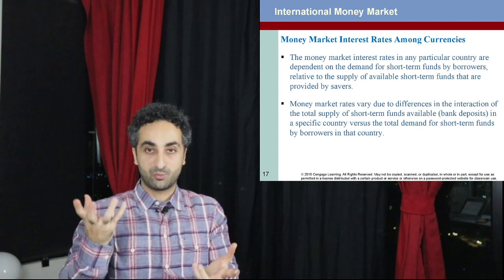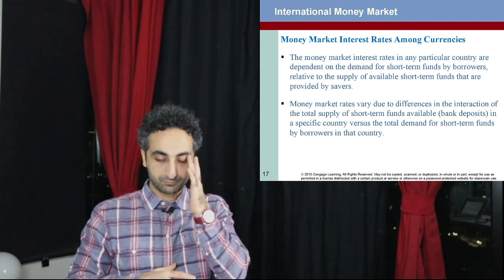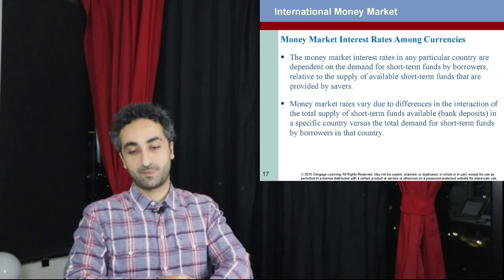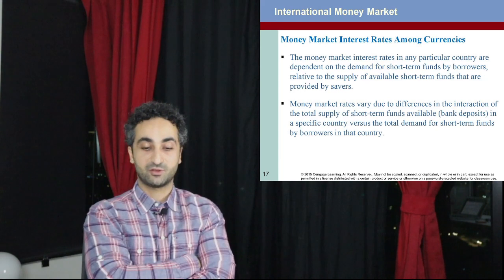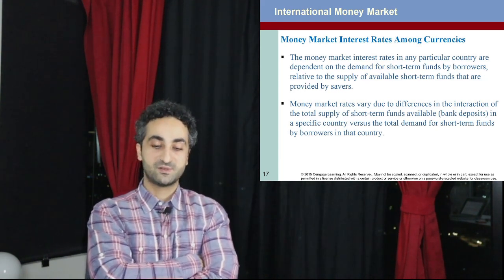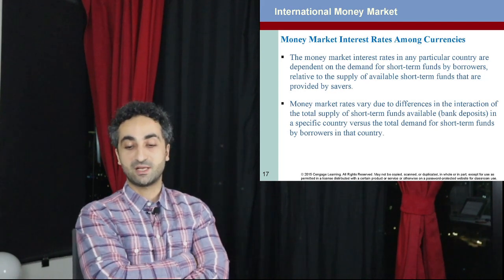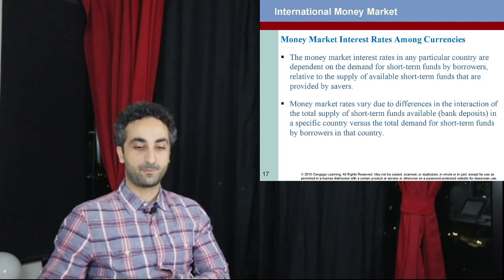So when more people want to borrow, interest rates usually go higher. Money market rates vary due to differences in the interaction of the total supply of short-term funds available, bank deposits, in a specific country versus the total demand for short-term funds by borrowers in that country.